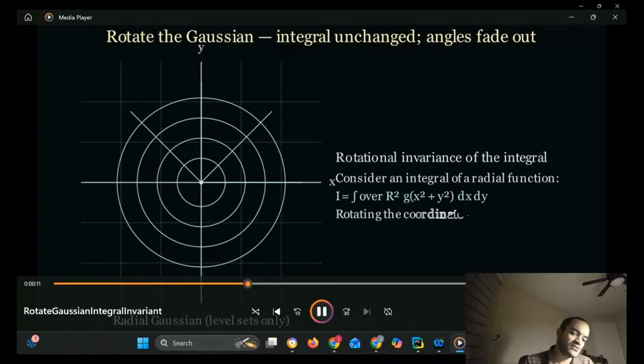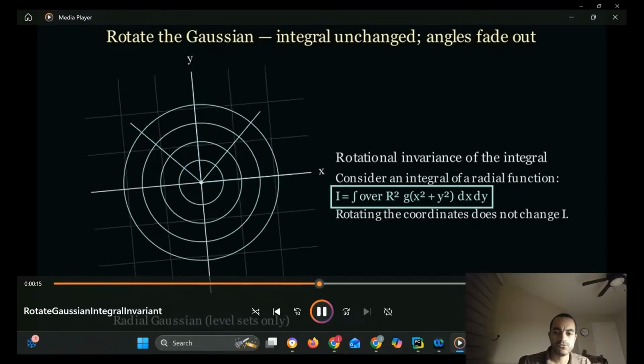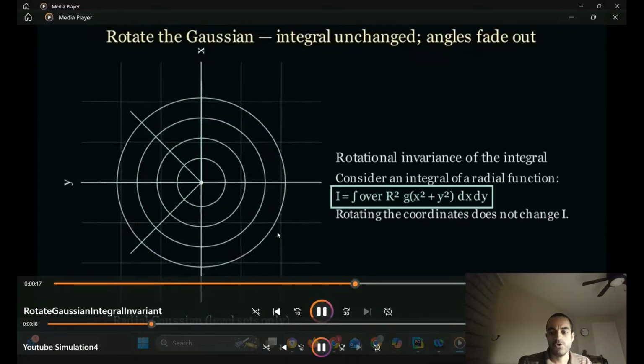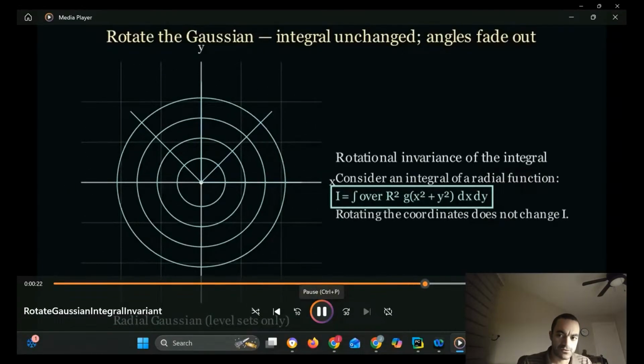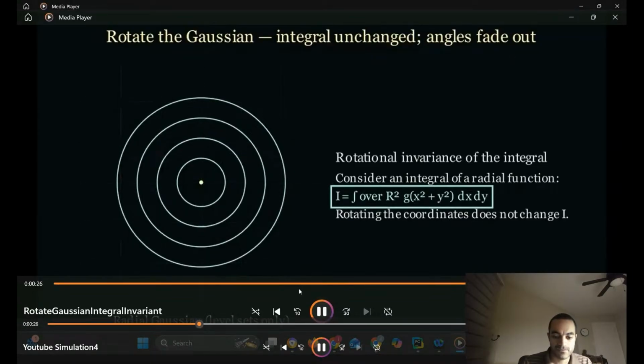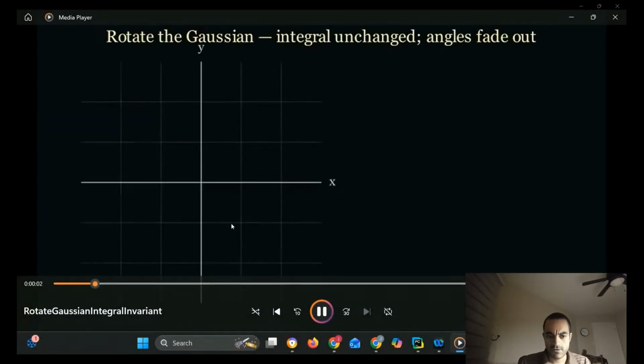It's because the rotation does nothing to change the integral. And since the rotation does nothing to change the integral, that means the angle does nothing to change the integral. So the angle has hardly any importance here. The angle pretty much can be faded out. That's why it has to fade out here. If that makes sense. If anyone has any questions on that.